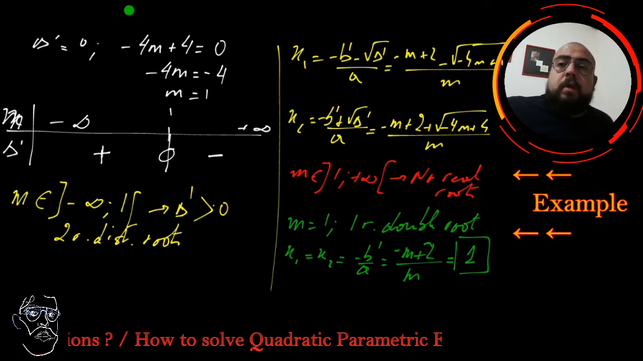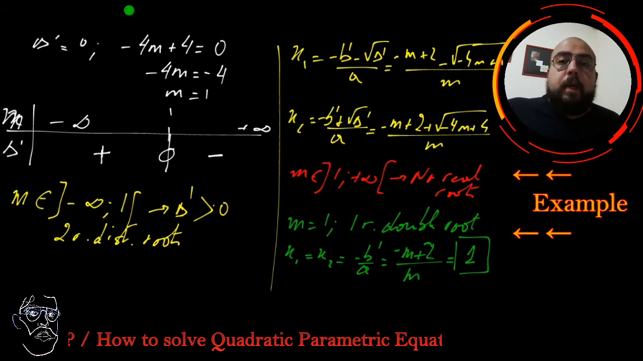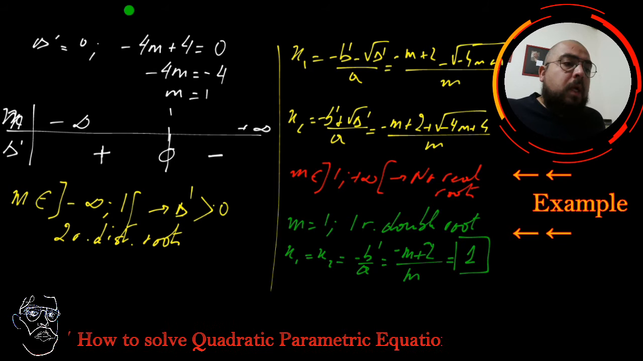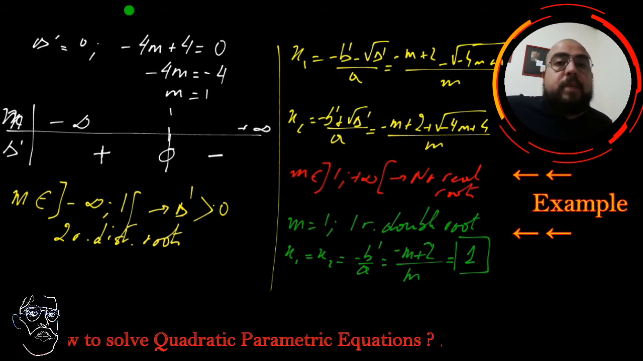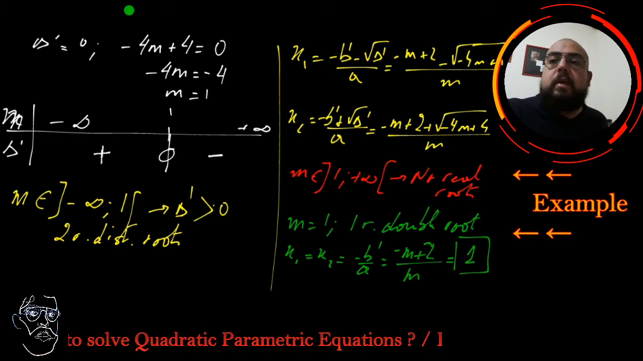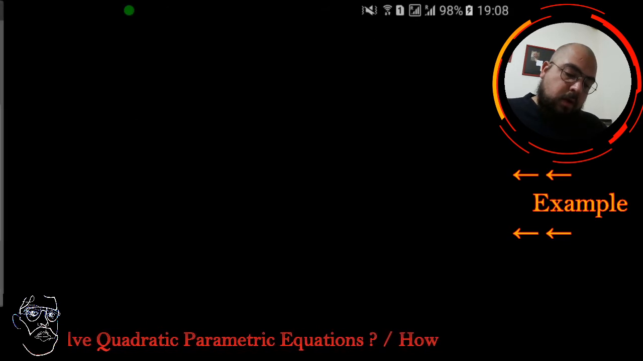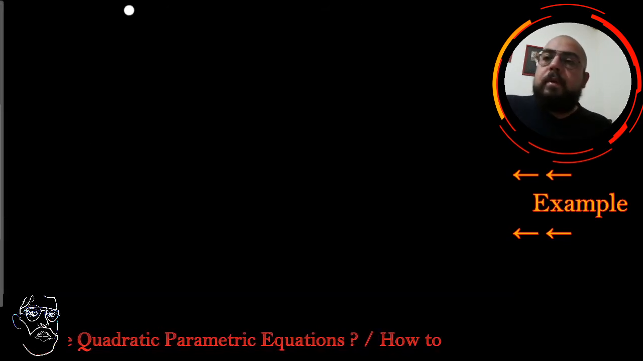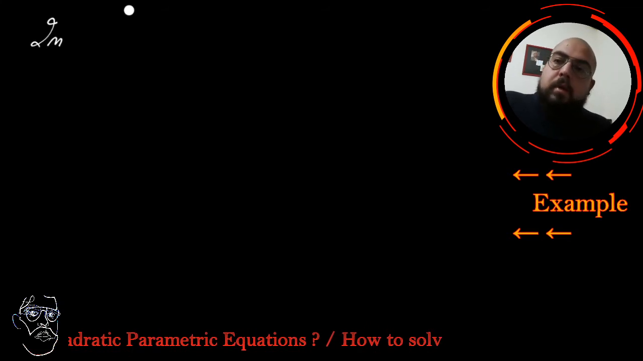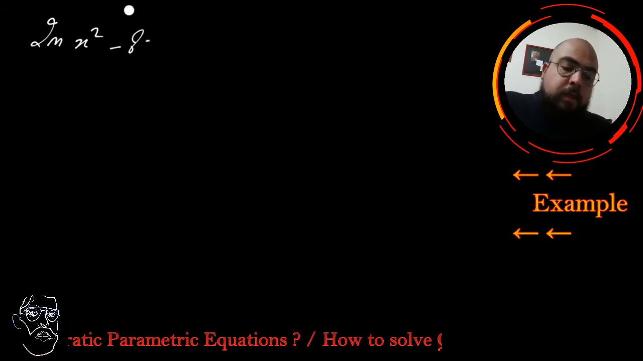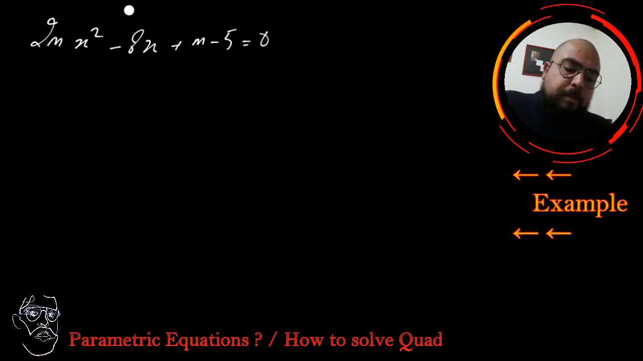So this is how you discuss a parametric equation, and you will be able to solve it. I will take one last example where the delta will be of second degree, and we're going to discuss that case. So here's the example. If we have 2m x squared minus 8x plus m minus 5 is equal to 0.